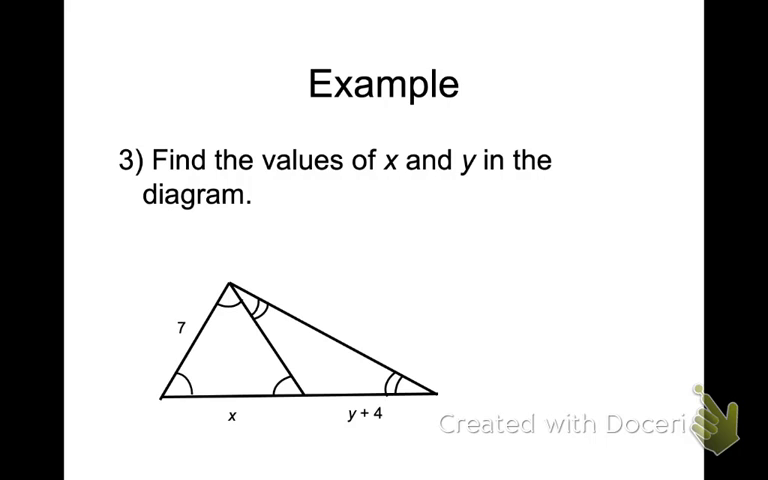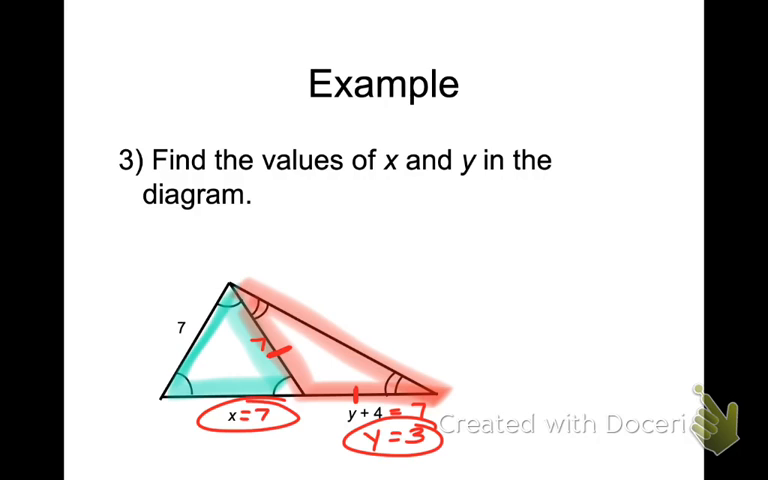Number 3, find the values of x and y in the diagram. So notice here on the left, we have 3 congruent angles, which means we're going to have 3 congruent side lengths. So since that left side is 7, all the rest are going to be 7. Notice on the triangle to the right, we have 2 congruent angles, which makes those my base angles, which makes this leg congruent to this leg. So if this leg is 7, then we know that this leg also needs to be 7. So there's your equation to solve for y. Subtracting 4 gets us y is equal to 3. So we got x is equal to 7 and y is equal to 3.